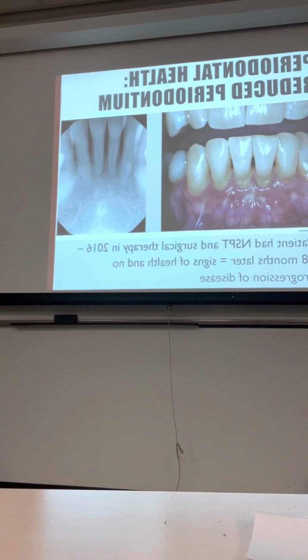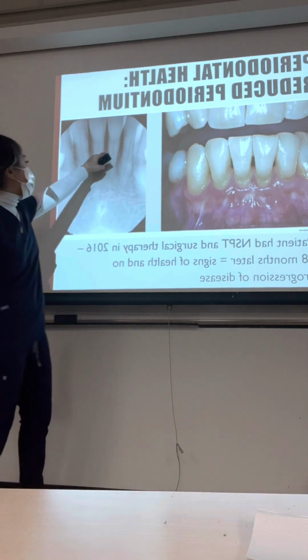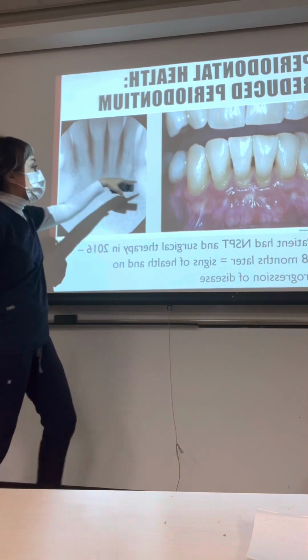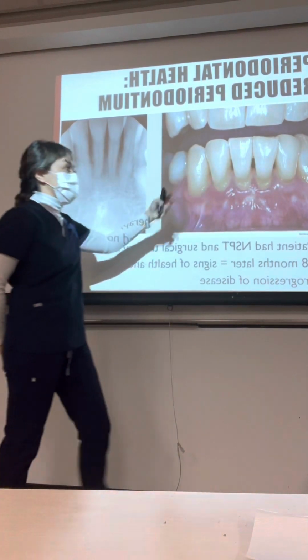All right, so here's an example. This patient has had NSPT, so maybe they had an SRP, and then they also had surgical therapy in 2016. So they had some surgery to fix some of the bone. 18 months later, signs of health and no progression of disease. So this is an example of someone who's healthy on reduced periodontium. And you guys can see the recession, the bone loss, right? If you look at this x-ray, lots of bone loss here, and then open embrasure spaces, bone loss there as well.